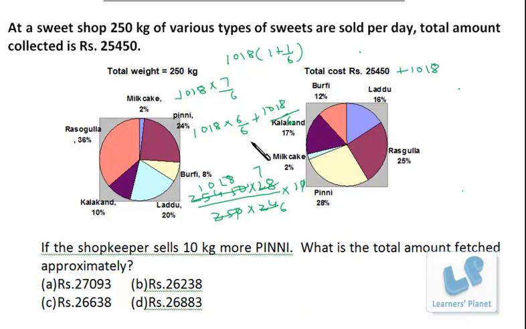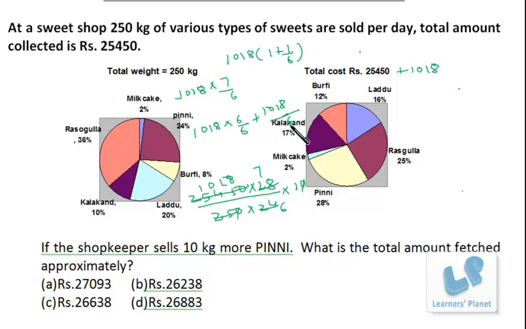Now friends, once again listen to me carefully. Till here we haven't done any sort of approximation, right? Now the difference in our answers is around 200 to 300. So if we approximate this final calculation a bit, there will be no problem in arriving at the final answer.